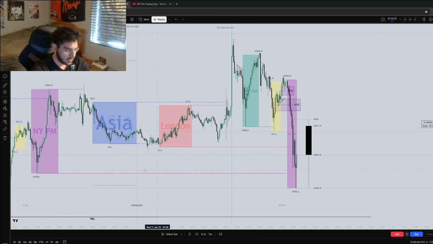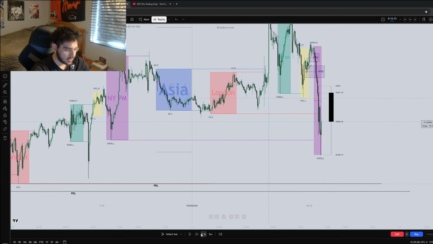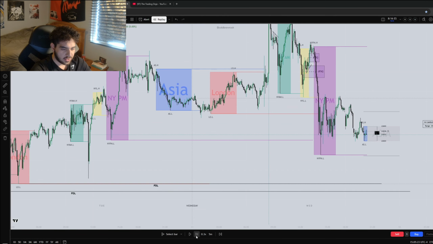So we came down here, we took out this New York PM session, and we're just hanging out. So then I closed my trade right around here. So it was still about 100 points. Nothing too crazy, but then our target actually gets hit overnight. And if I could, I would definitely hold that overnight, but I can't, unfortunately.